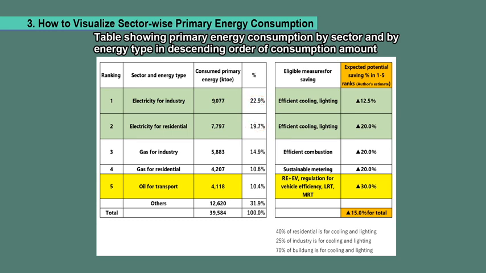In many countries, the majority of a country's energy consumption can be covered by picking up the top 5 energy-consuming sectors. In the example shown, the top 5 energy-consuming sectors covered 70% of the country's primary energy consumption.